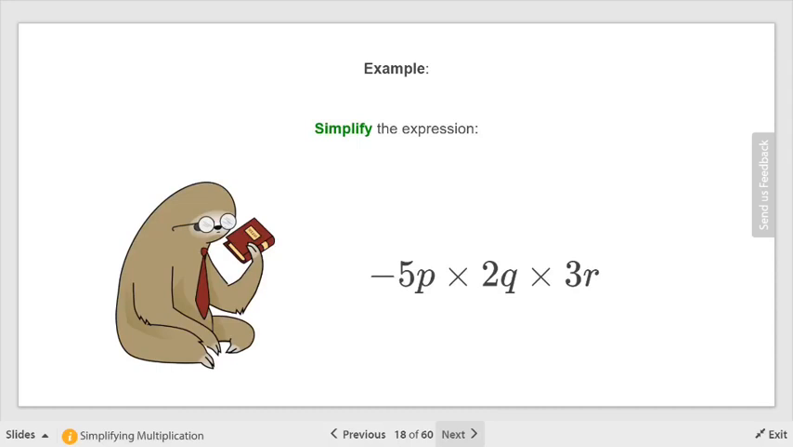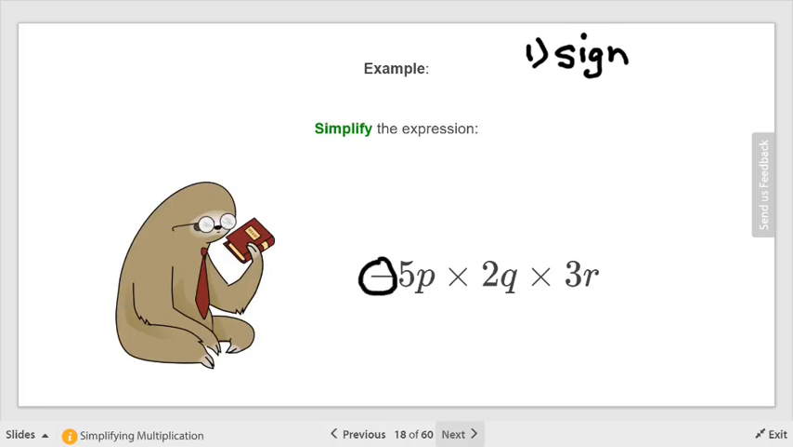Let's think about it. First thing we need to do is do the sign, right? So let's just walk through it. Minus 5 plus 2 plus 3 is nothing, right? Well, but these aren't plus. Oh, okay. Yeah. Multiply. 30PQR? Close. Minus 30 P. Yeah, there you go.